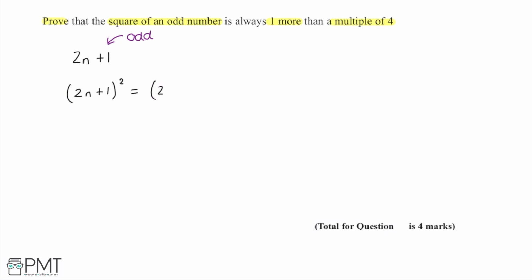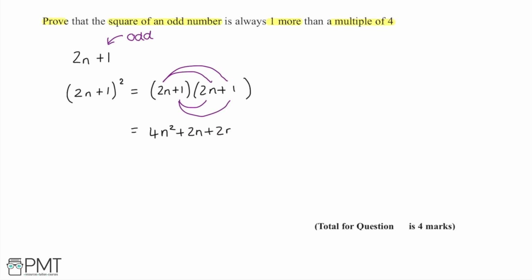So this is the same as writing 2n plus 1 multiplied by 2n plus 1, and then I can just expand out these brackets. So I'll do 2n times 2n, 2n times 1, and then 1 times 2n, plus 1 times 1, using the FOIL method. So that leaves me with 4n squared plus 2n plus 2n plus 1, so 4n squared plus 4n plus 1 as this expanded bracket.